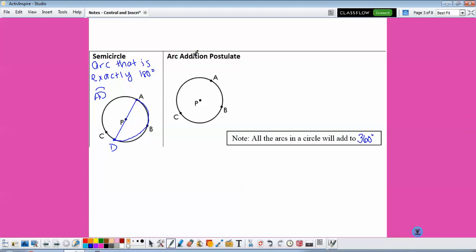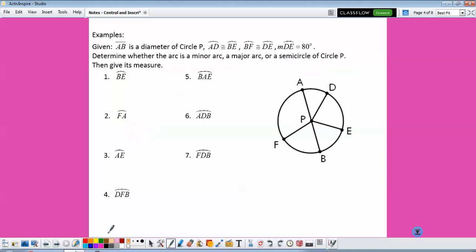So for the arc addition postulate, say we wanted to know the measure of arc ABC, but we don't know what that is. But if we know AB and we know BC, then those 2 arcs added together would give us the length of the whole arc. So let's look at some examples.